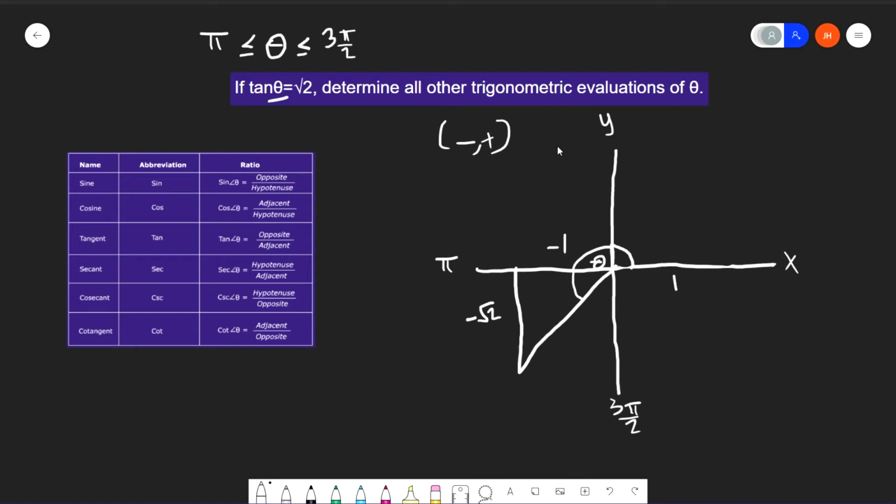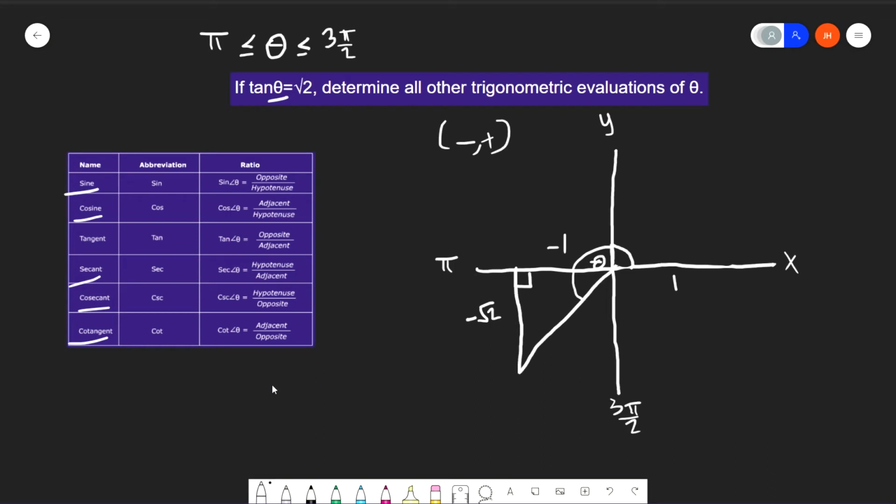So now that we have this reference triangle that we've drawn, it's a right triangle, and it fits our description that the tangent of the angle is square root 2, we want to evaluate all these other ones: sine, cosine, secant, cosecant, cotangent. In order to do that, all we need to do is know what the opposite, the adjacent, and the hypotenuse are. We're already 2/3 of the way there, right? We've got the opposite and we know the adjacent. So let's calculate the hypotenuse.